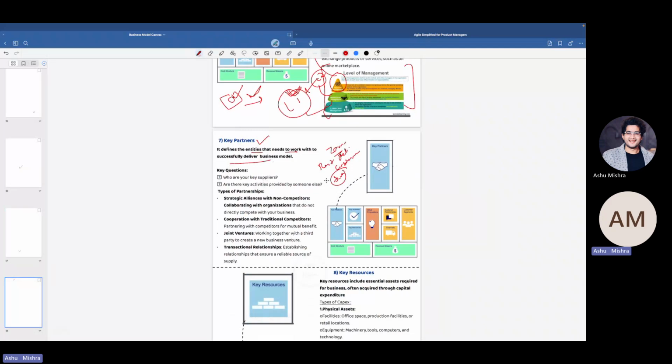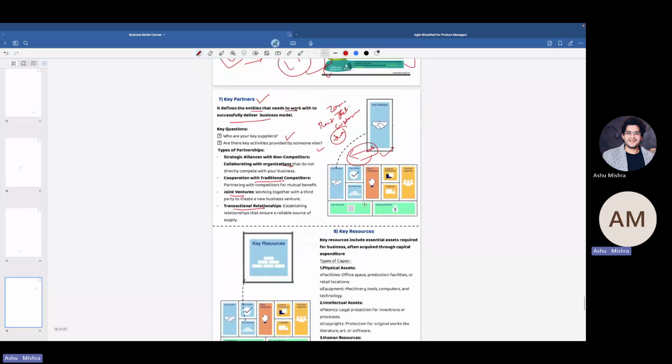And hence you would ask two questions: who are your key suppliers, and second, are the key activities performed by someone else also, right? So what are the types of partnership, guys? Strategic alliances with non-competitors, collaborating with organizations, cooperating with traditional competitors, joint ventures, and transactional relationships that the companies organize and facilitate, guys. So these are the key partners in a business model canvas.